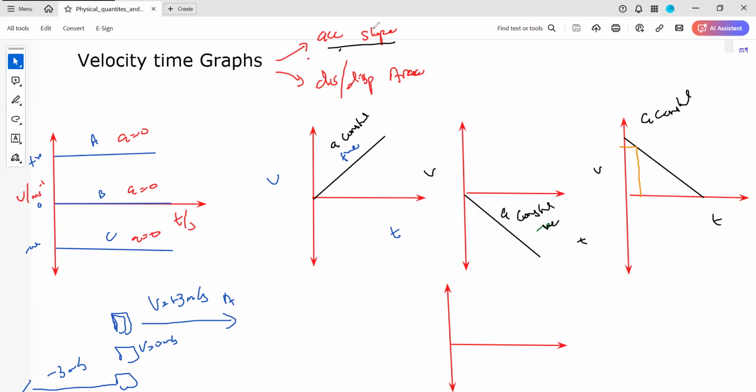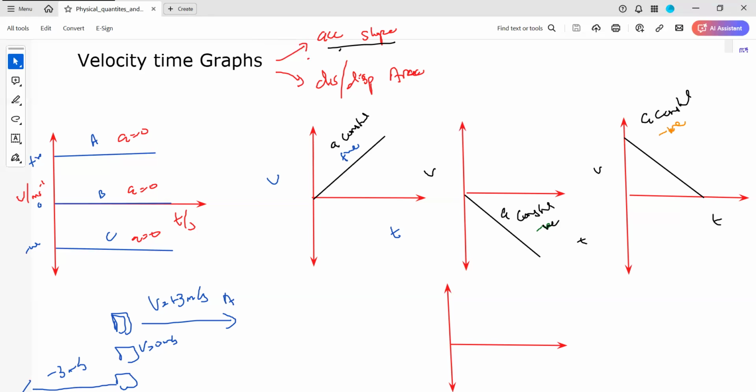Constant means that acceleration is not changing, or the change in the speed is the same. Every second, the same amount of the speed changes. So whenever acceleration is negative, as I mentioned, we also call that a deceleration. So you can also say it's a deceleration or a negative acceleration.